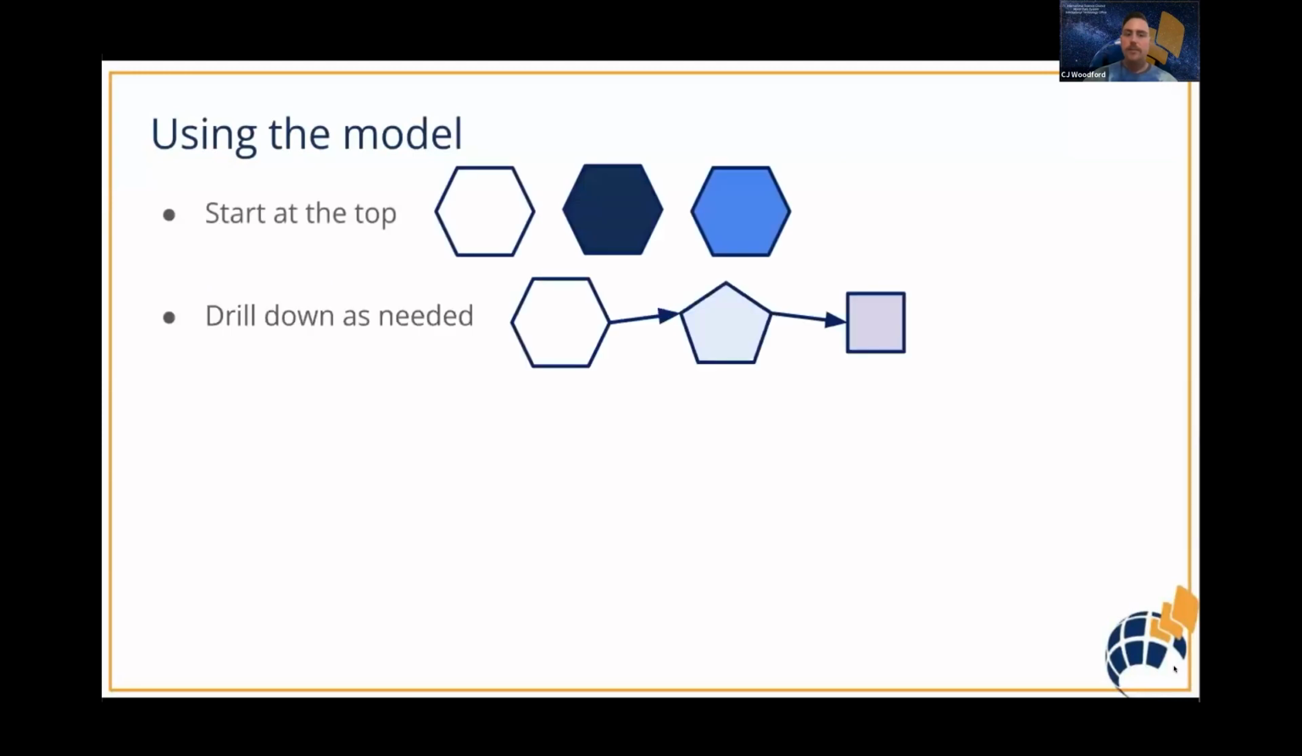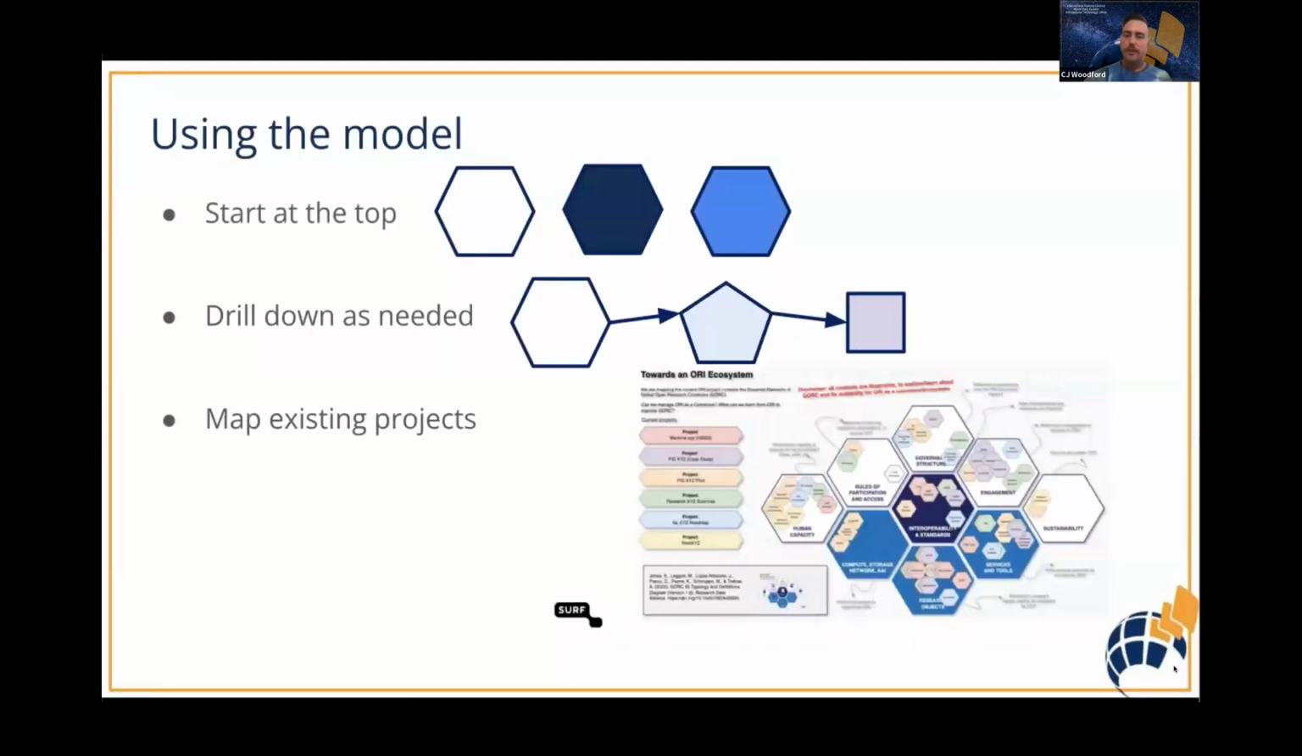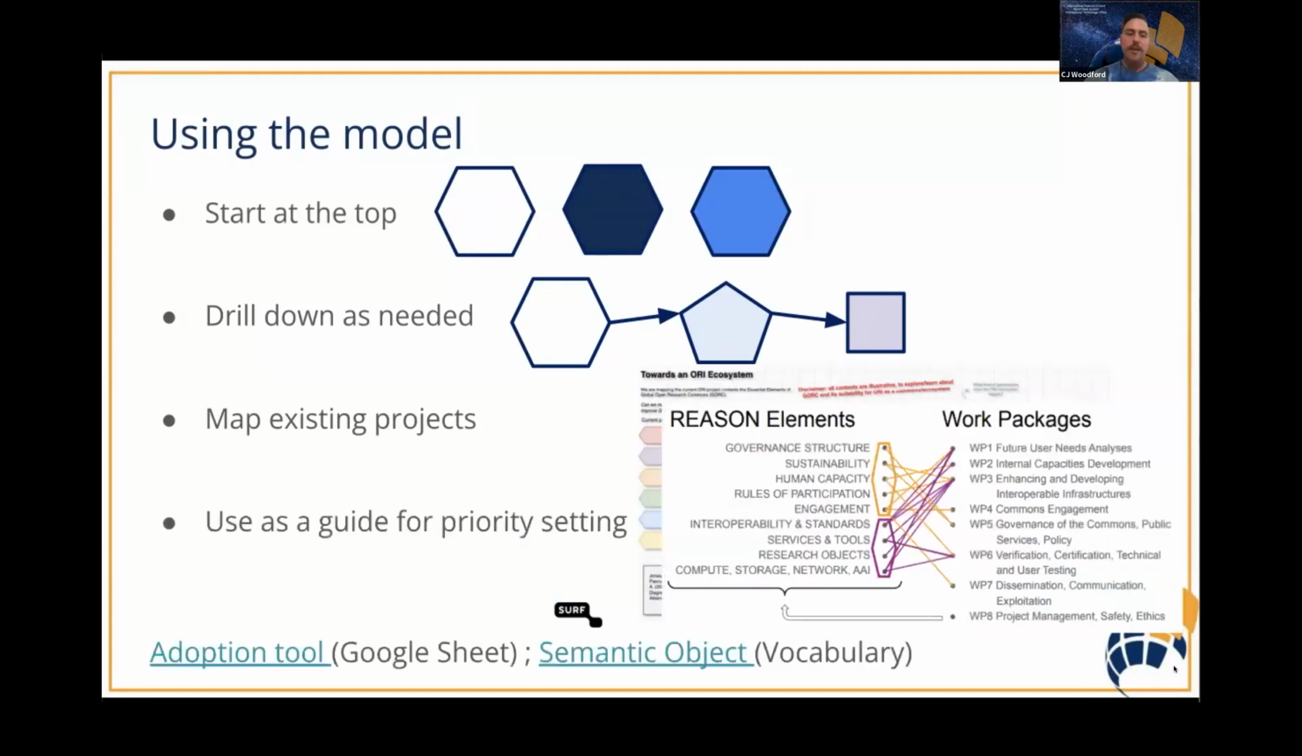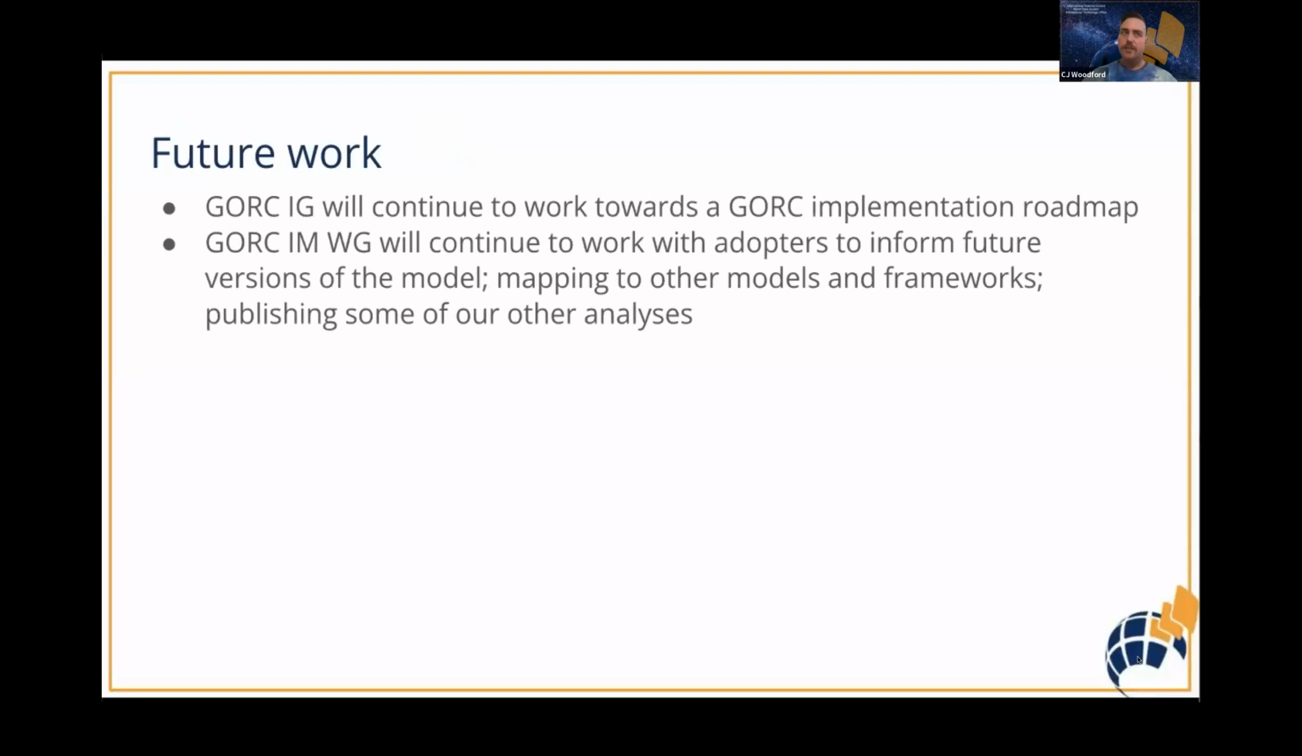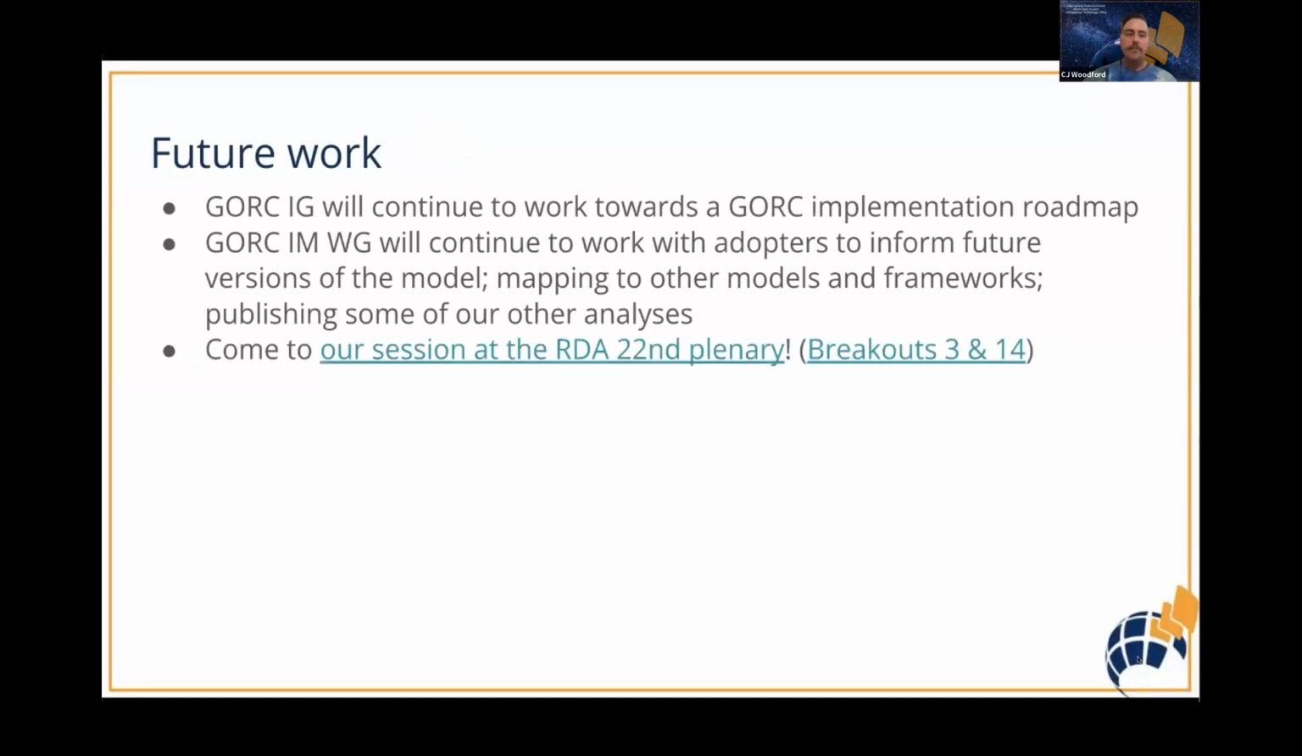Yep. We do have some suggestions for using the model, which is essentially start with the essential elements, drill down as needed, map your existing projects, and then use it as a guide for priority setting. And we've got some resources here that can help you use it, including a machine actionable semantic object. Lastly, we're still ongoing. As I said, there's lots of things for us to do, including mapping to current frameworks like the NIST RDAF and GRAY.